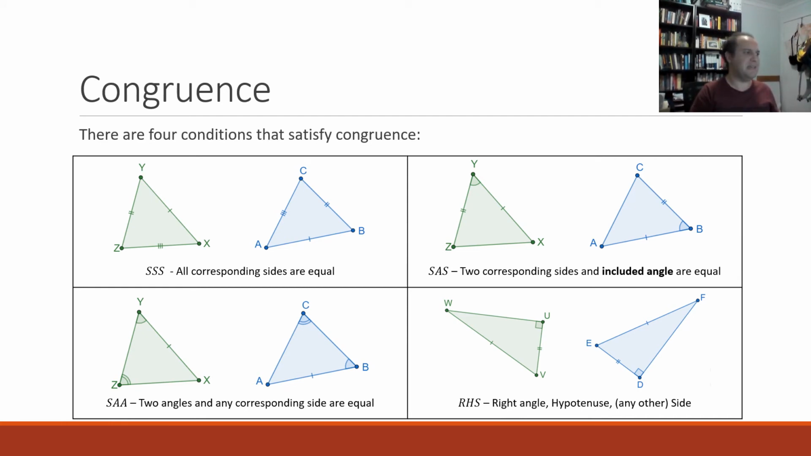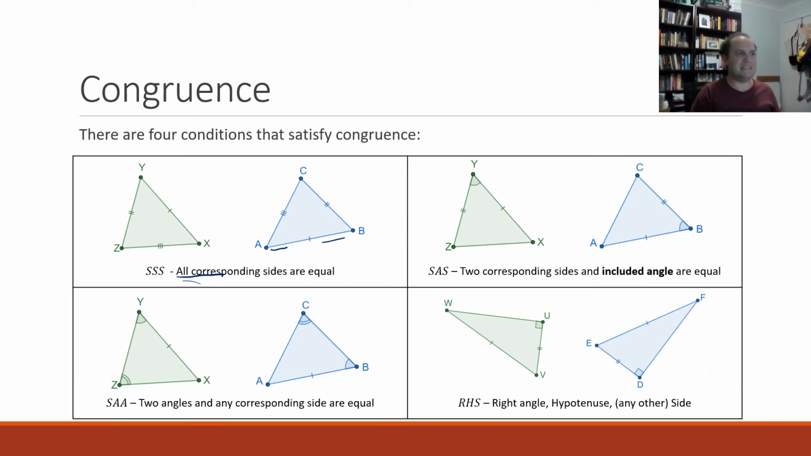The first one we call SSS, short for side, side, side. All corresponding sides are equal. Looking at our diagram, AB has one dash, that is equal to XY. BC has two dashes, that's congruent to YZ. CA has three dashes, that's congruent to ZX. All of those sides are equal lengths. That also means all the angles are equal in size, so those shapes are congruent, they are exactly the same.